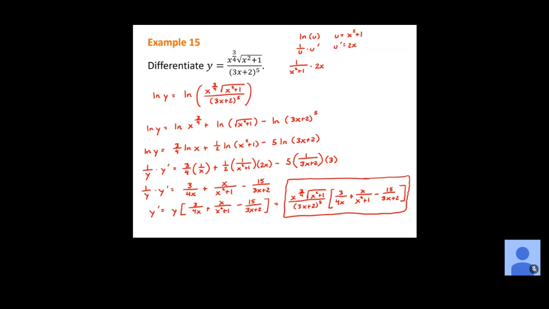Again, just don't forget with implicit, you have to have the y prime, and then you're also trying to get y prime by itself in the end, which is why we have to do that substitution of y.